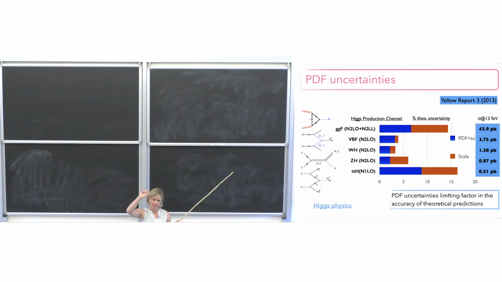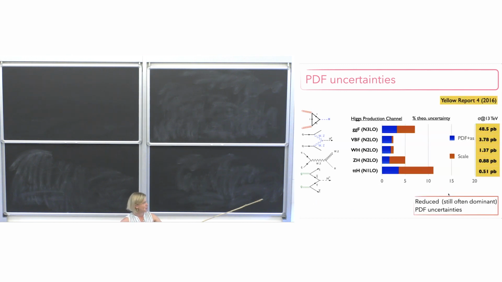So how does the uncertainty we saw in the previous line translate into an uncertainty on the cross-section due to our lack of knowledge of the proton structure? This is the blue component, and clearly you can see that for many of these processes, in particular vector boson fusion or ttH, there is a limiting factor in the precision that we can achieve in theoretical prediction due to the PDF uncertainty, okay?